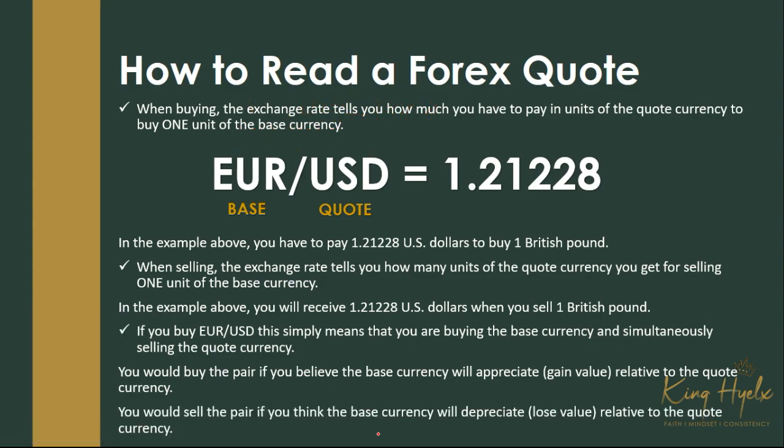So let's keep going. You would sell the pair if you think the base currency will depreciate relative to the quote currency. So what that means is, imagine you have a feeling that one day the exchange rate is going to be, let's say, 1.2000. That means the exchange rate is going to go lower. What you want to do is sell. That means this euro, you are going to convert it back to dollar and hold it in dollar so that you can change it back later, because you have a feeling that this is going to drop.